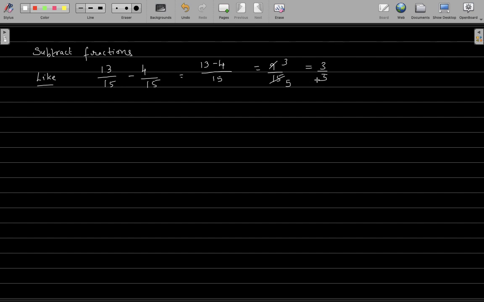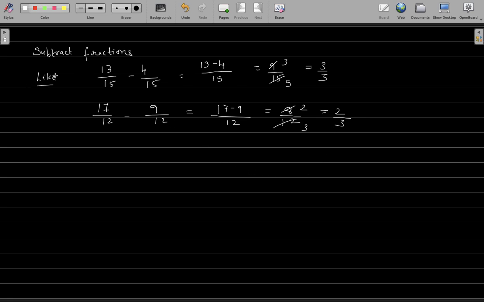Right? Suppose if I give you something like 17 upon 12 minus 9 upon 12. So how are we going to do this? They are like fractions, so keep the denominator as it is and subtract only the numerators. That should give you 8 upon 12. Because this can be simplified further, 4 times 2 gives you 8, 4 times 3 gives you 12. So your answer to this problem will be 2 by 3.